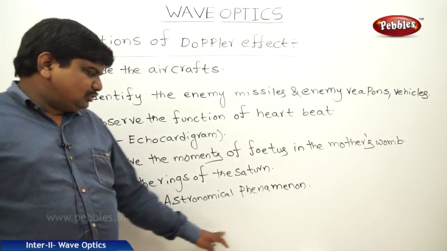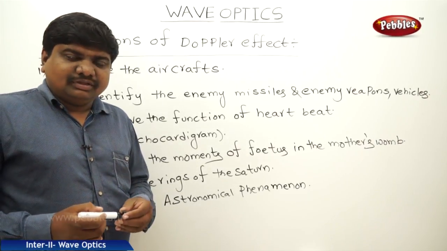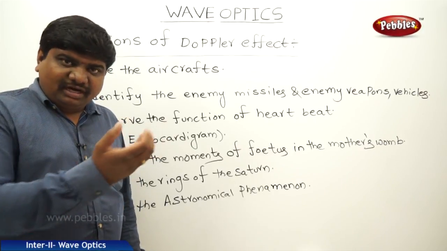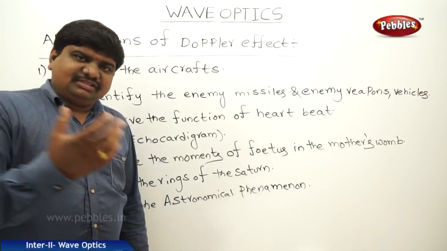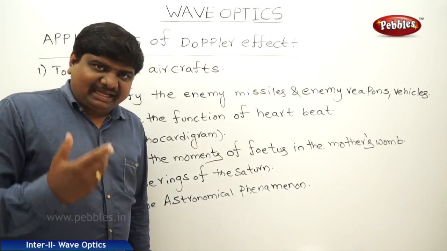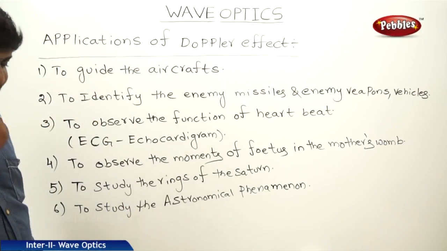If you see the sixth use, to study the astronomical phenomenon, meaning celestial objects are revolving around the sun. Sometimes the comets and different parts of the celestial objects will collide with the Earth's surface. So all of these will be observed, and the position of the moon, sun and the earth at the time of eclipse will also be observed by using the Doppler effect.